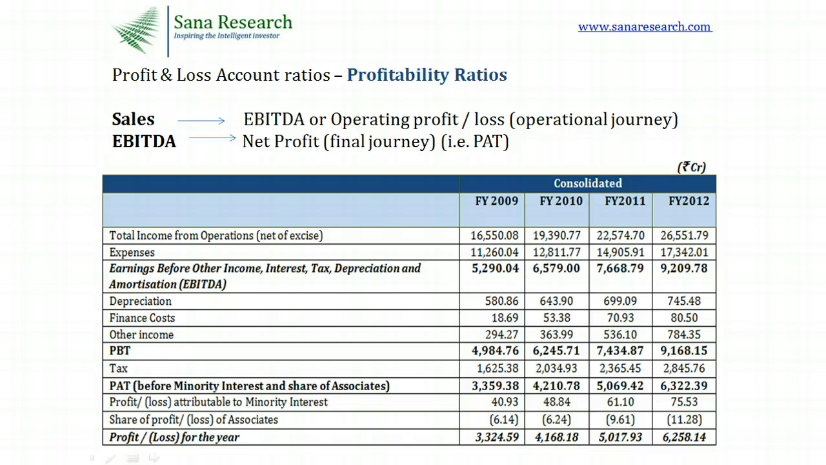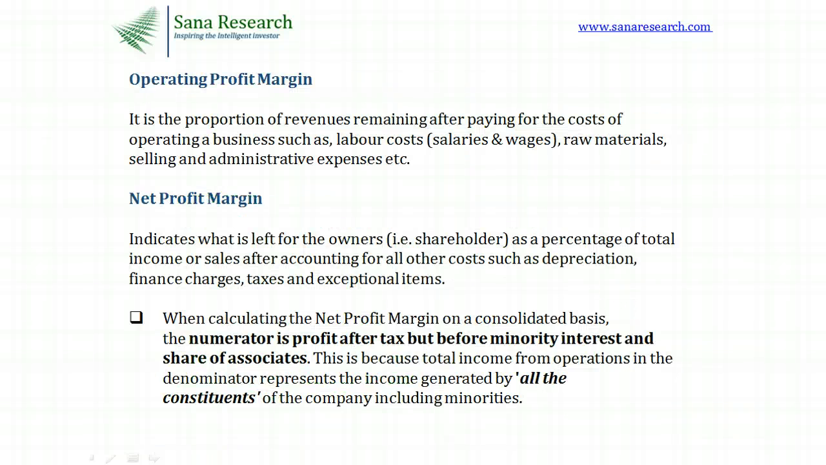What this means is that in case of net profit margin ratio, the numerator is this PAT, before minority interest and share of associates, simply because in the denominator, the total income from operations includes the income generated by all the constituents, including the subsidiaries and the associates. So just to keep it consistent, we cannot take the share of profit and loss left only for the shareholders of the company. Think about it, it's simple.